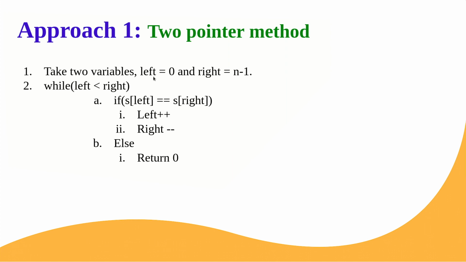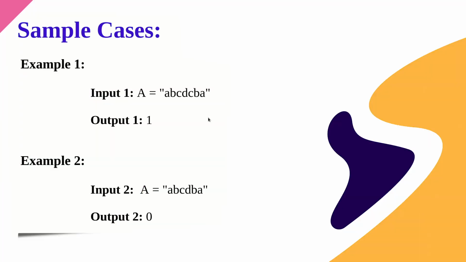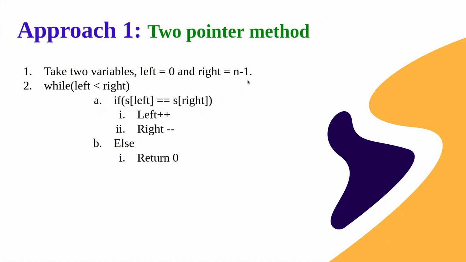So let's take two variables, left equals to 0 and right equals to n minus 1. So what are the two variables required? Left is to access the string from the left end, and right is the variable used to access the string from the right end. Okay, so that's why left is initialized to the first index, which is i equals to 0, and right is initialized to n minus 1, which is the last character of the string.